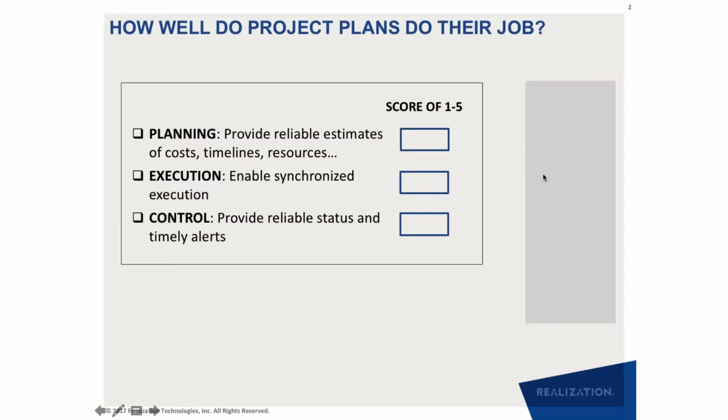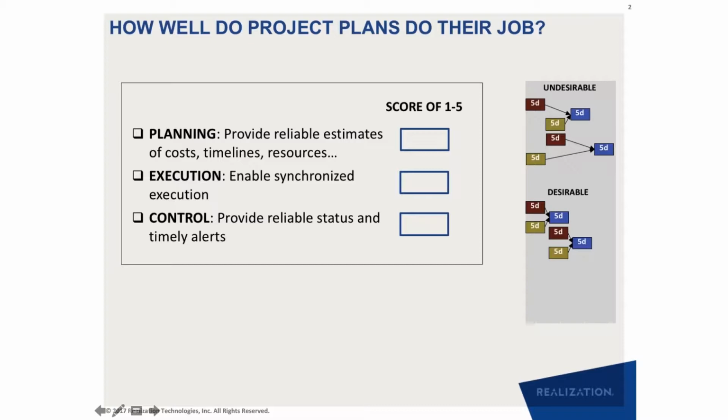Now, the most interesting thing for me is that in my mind, the main purpose that a plan should fulfill is to guide execution. Getting an estimate of cost, timelines and resources, in my mind, is a secondary benefit. Getting control is important, but the first and foremost purpose of a plan, by definition, has to be to help people execute in a synchronized way to achieve a certain goal.